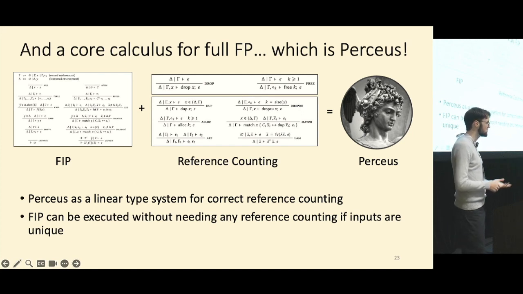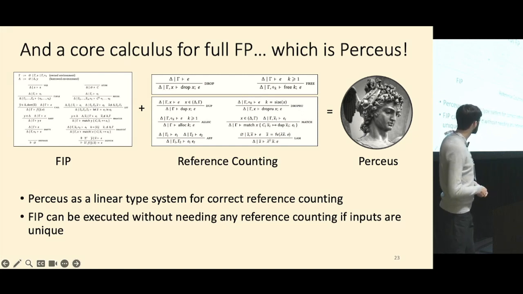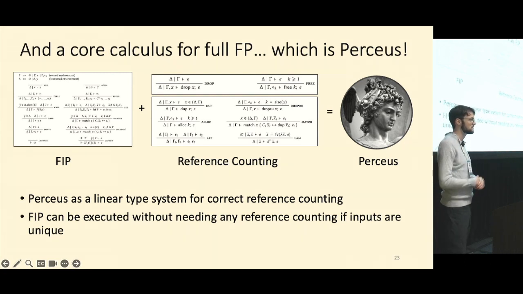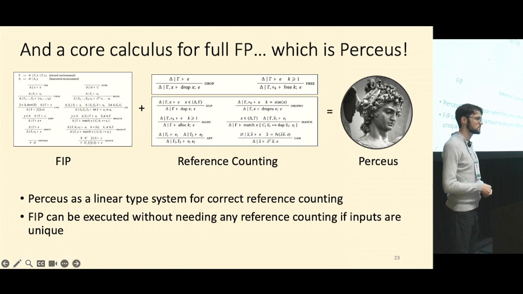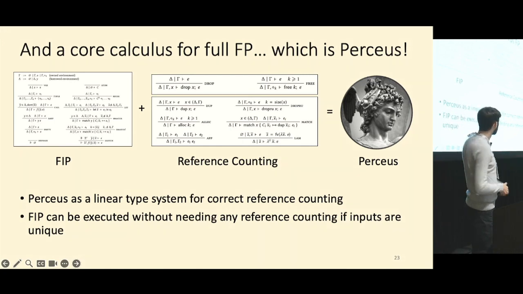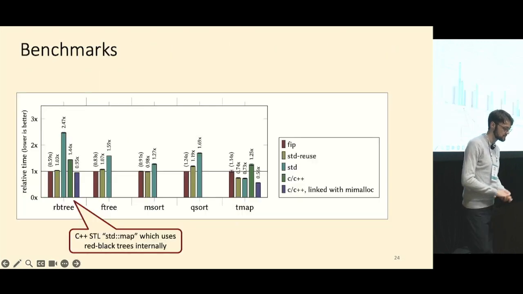But also, we have a new insight into FP, because we can see that if you are in a Perseus-style reference counting system, FP is the fragment of the language that can be executed without any reference counting overhead. You don't have to increment and decrement the reference counts as long as you're in the FP fragment. The only overhead you have due to reference counting is by checking every now and then whether you still have unique data. And that is something we also see in our benchmarks.